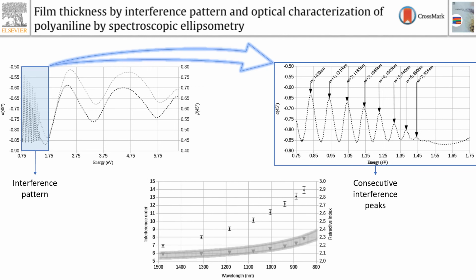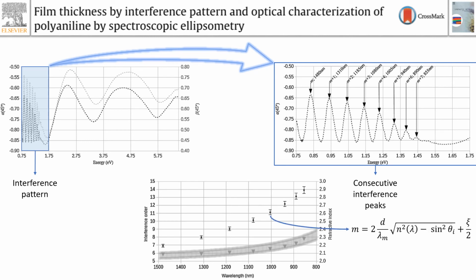This was done by specifying a small initial value of film thickness along with an initial guess for its refractive index with large uncertainty in the near-infrared region. Then, the film thickness is varied until reaching the condition of successive integer numbers for the interference order given by this formula.